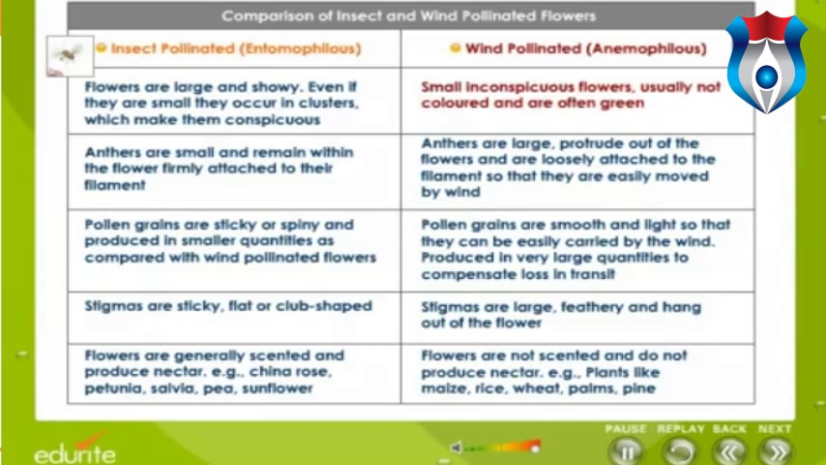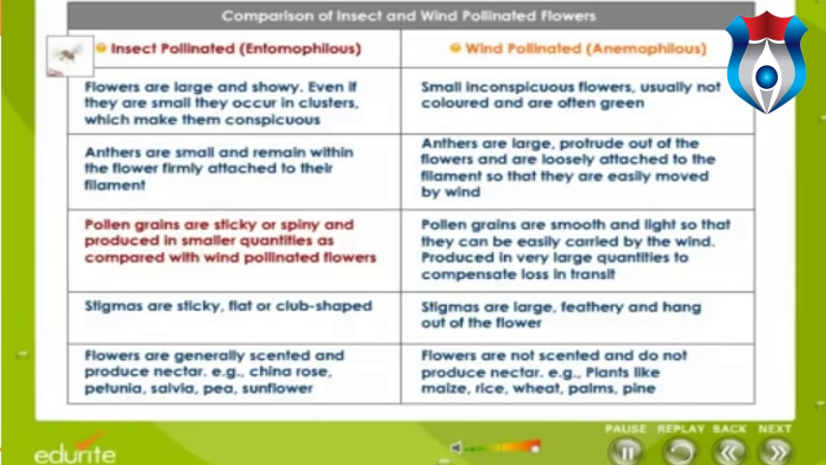Anthers of insect-pollinated flowers are small and remain within the flower, firmly attached to their filament, whereas the anthers of wind-pollinated flowers are large, protrude out of the flowers, and are loosely attached to the filament, so that they are easily moved by wind.